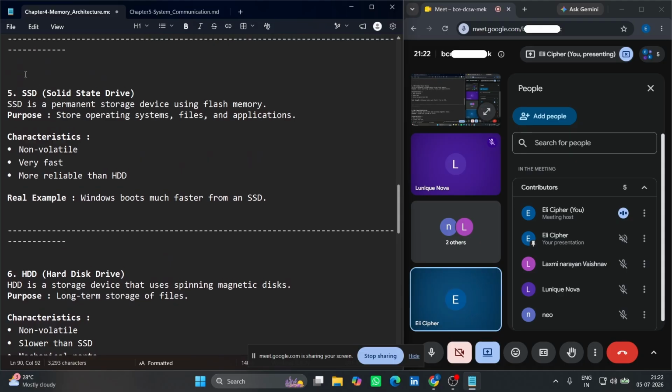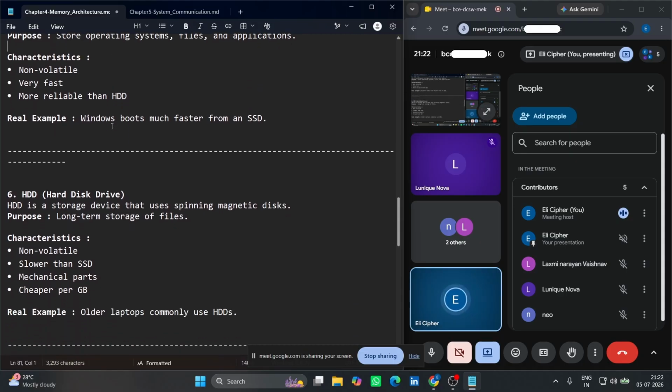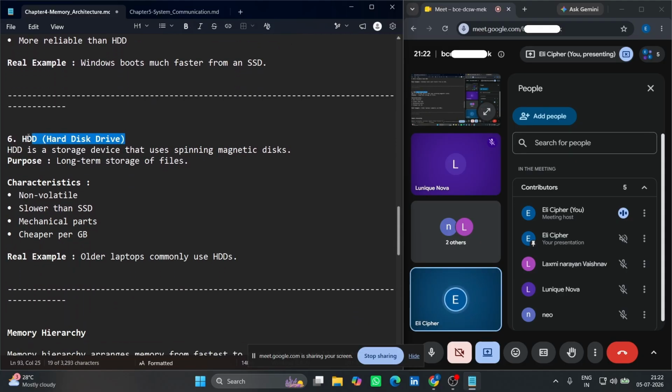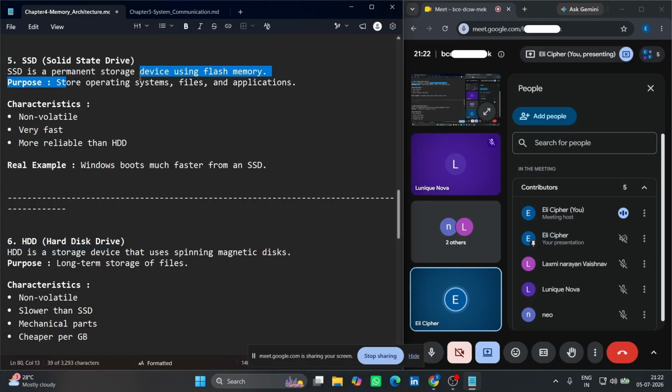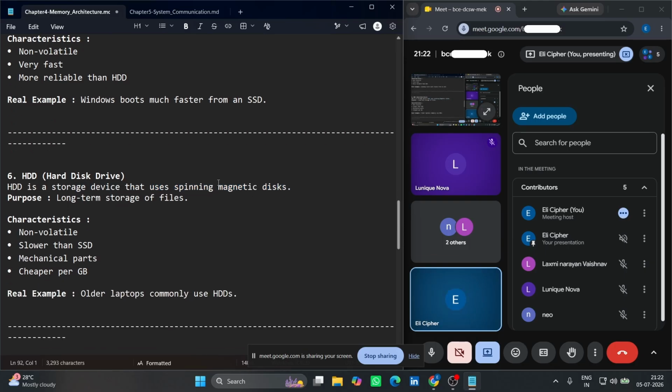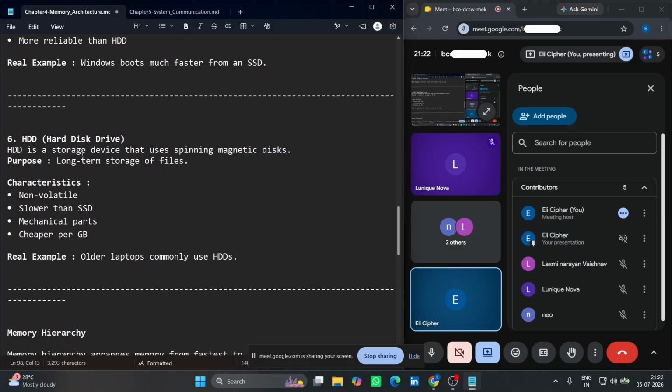Okay, after SSD, we are moving to our next drive, which is hard disk drive. HDD is a storage device, same like that, right? It is also a permanent storage device that uses a spinning magnetic disk. Do you know what is the meaning of spinning magnetic disk? Okay, you don't know. Just wait.